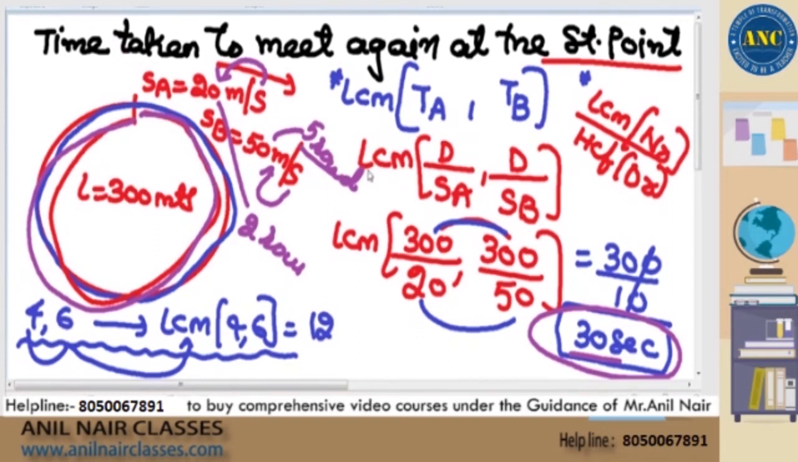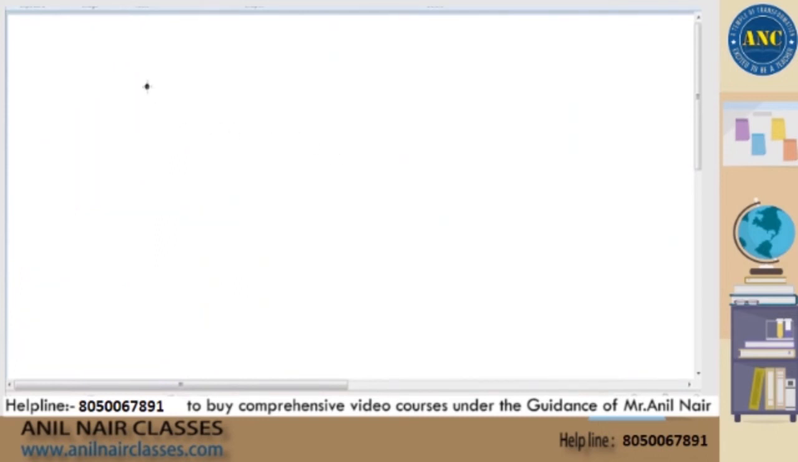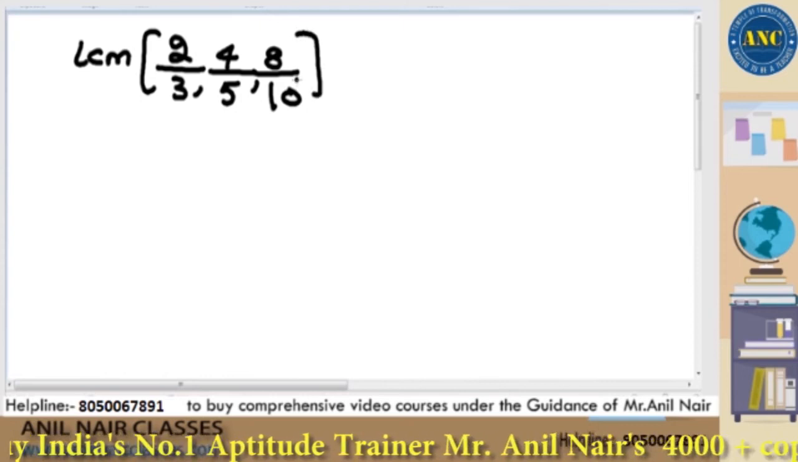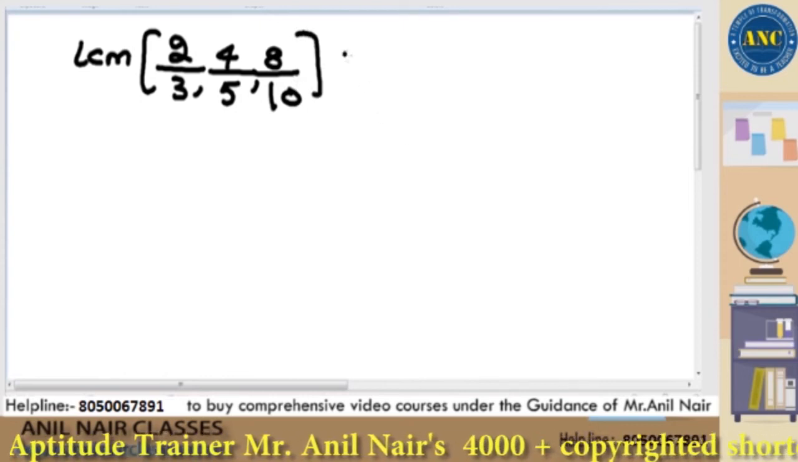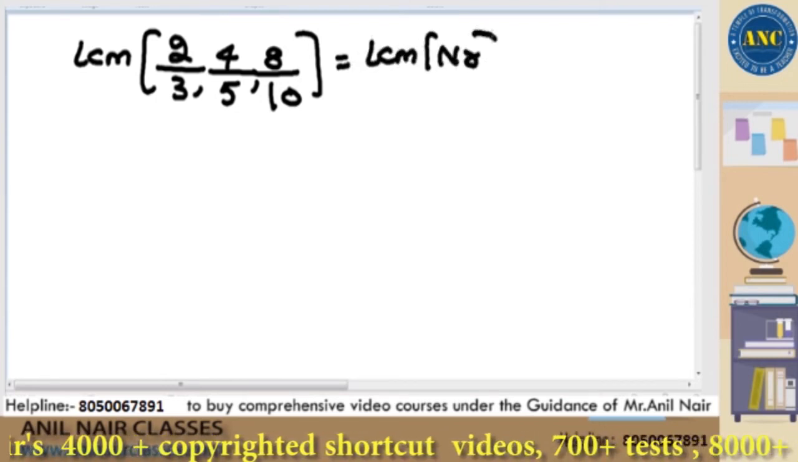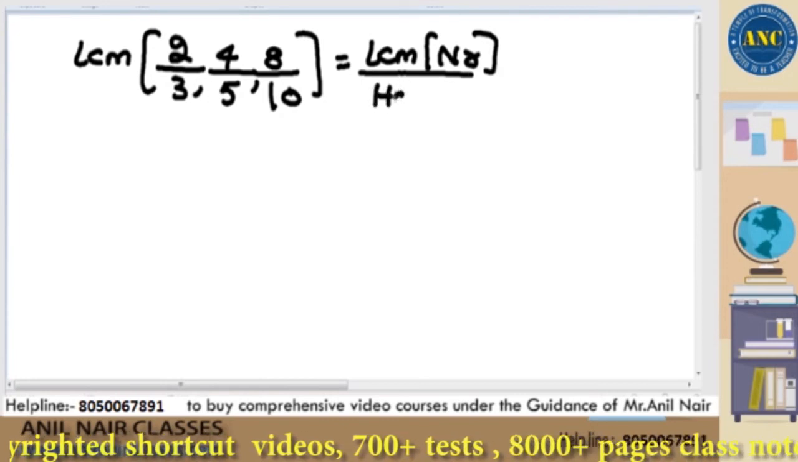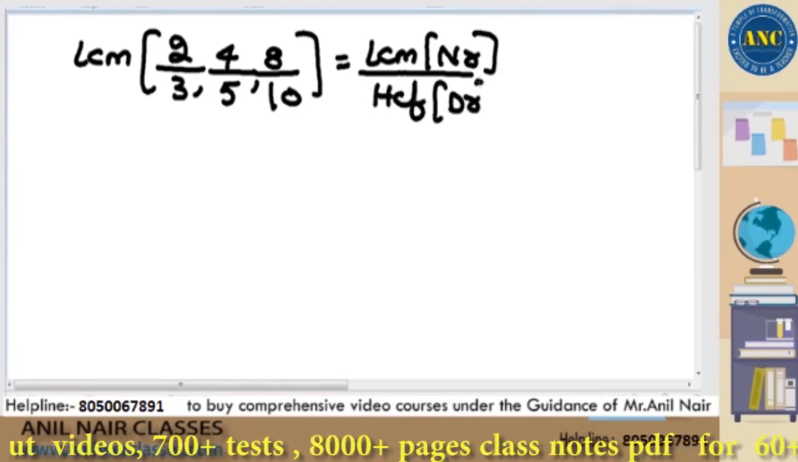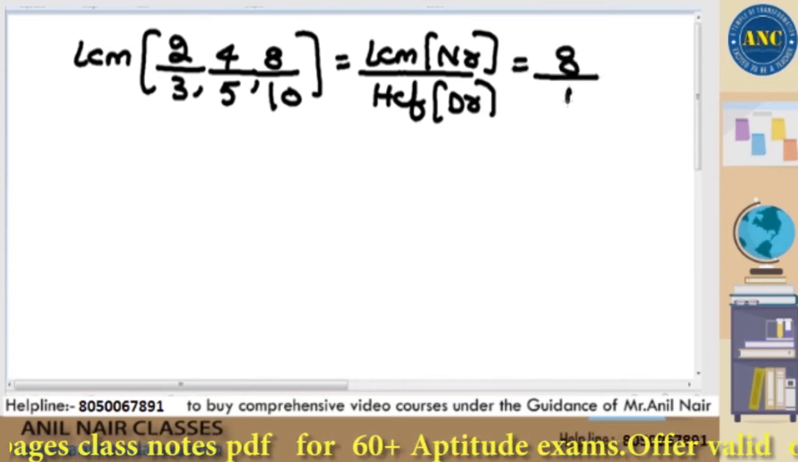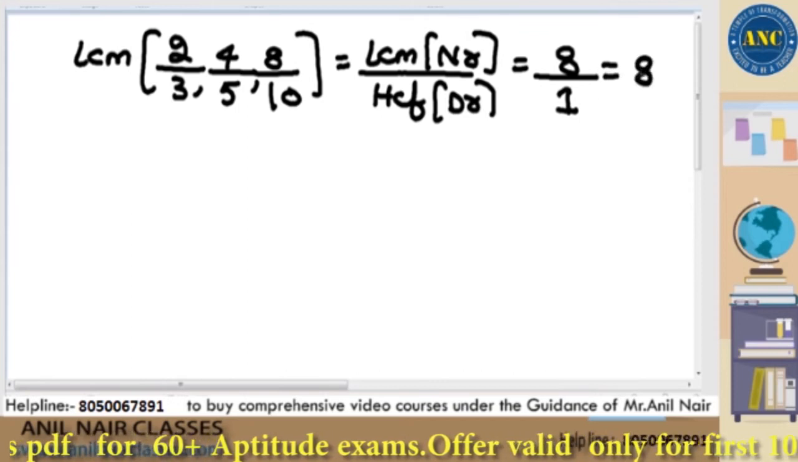Only if you understand same and opposite direction, you can do it. LCM of 2 by 3, 4 by 5, 8 by 10. Generally in the textbooks we call it LCM of numerator by HCF of denominator. LCM of numerator is 8, HCF of denominator is 1. 8 by 1 is 8.